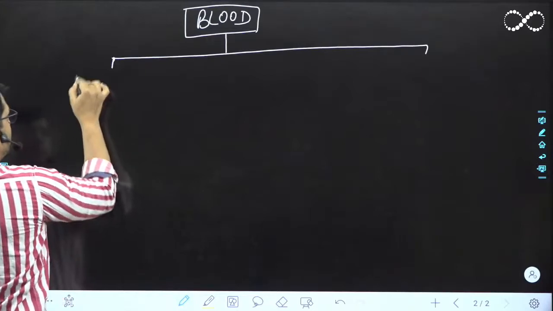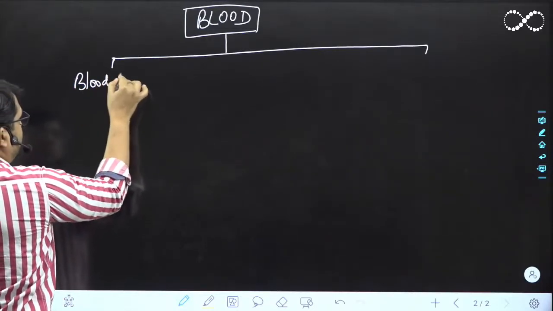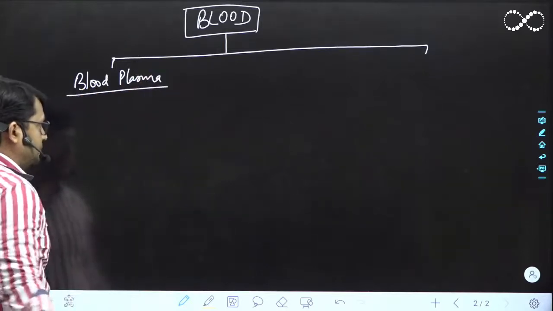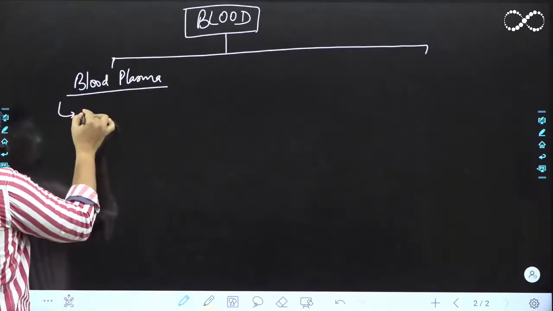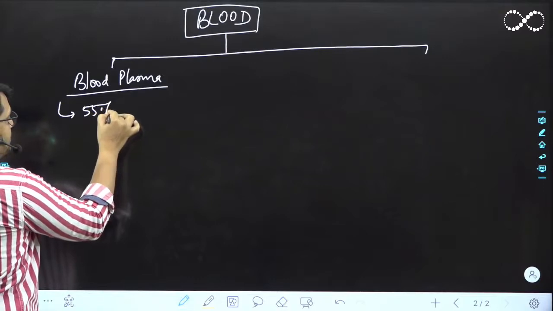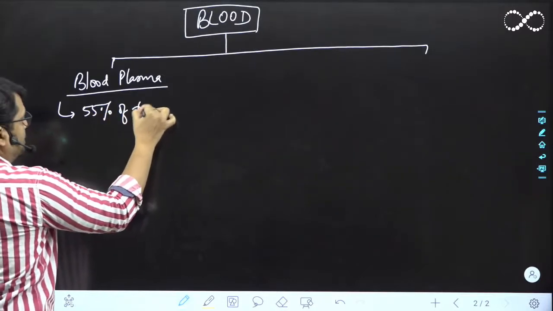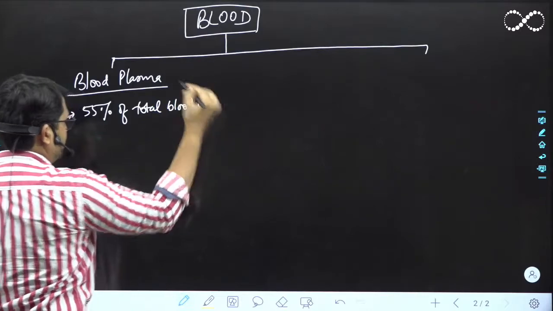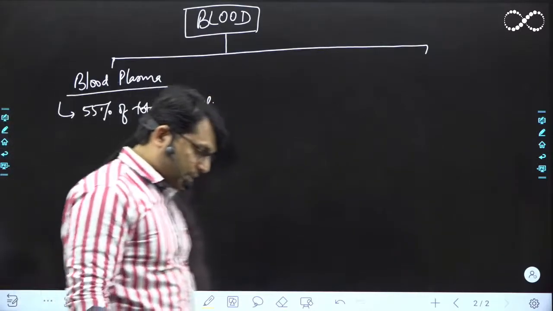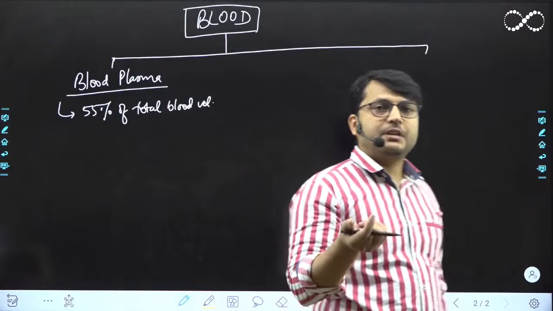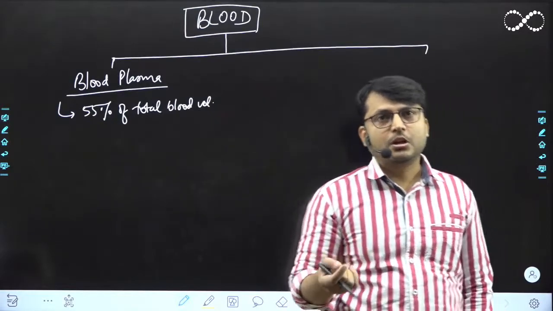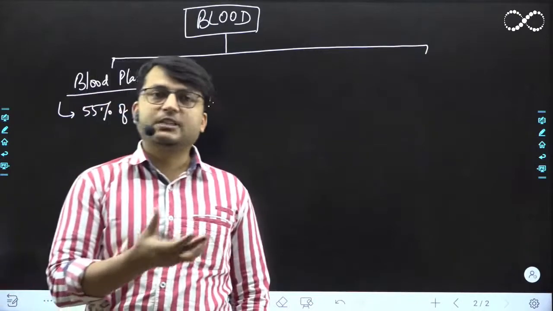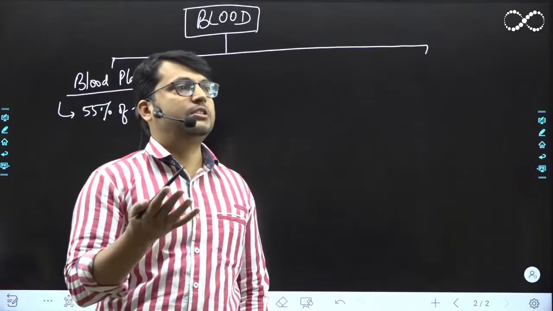ध्यान से देखिएगा. First one is called blood plasma. It is the fluidic portion of the blood, okay? And this is going to form the 55% of total blood volume. ठीक है? So total blood volume का कितना प्लाज्मा होता है? 55%. Okay? So majority में कौन होता है? Plasma. And plasma is the fluidic portion. That's why blood is a fluidic tissue.